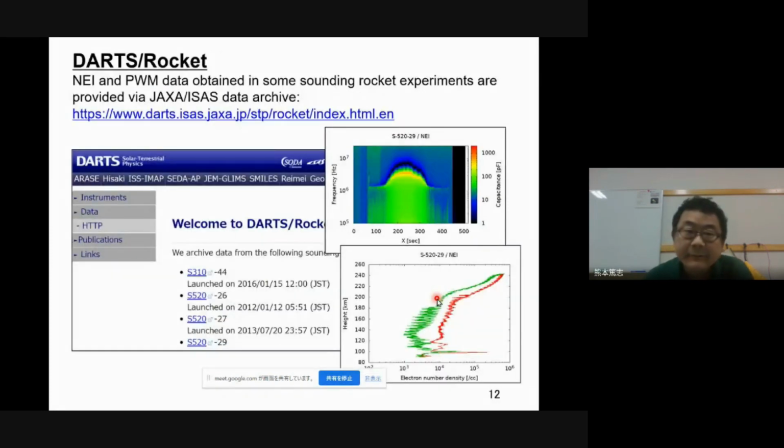And NEI and PWM data from several ionospheric sounding rocket experiments are archived and provided through the server at JAXA. And you can take a look at those data through this URL.